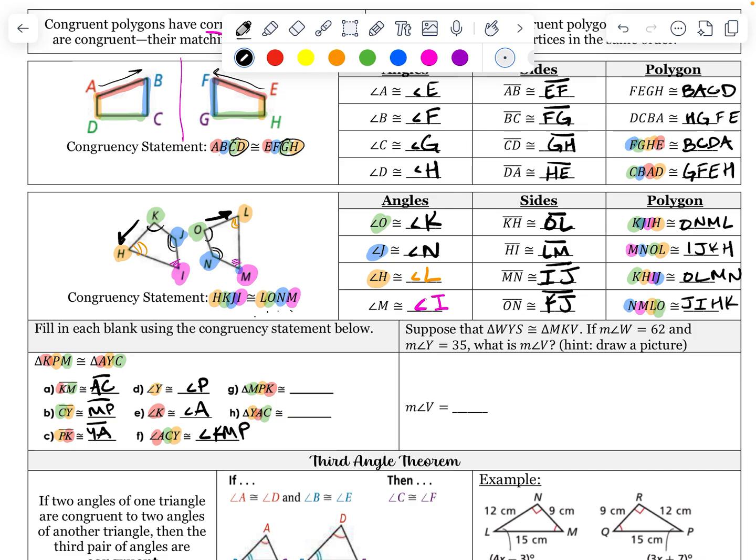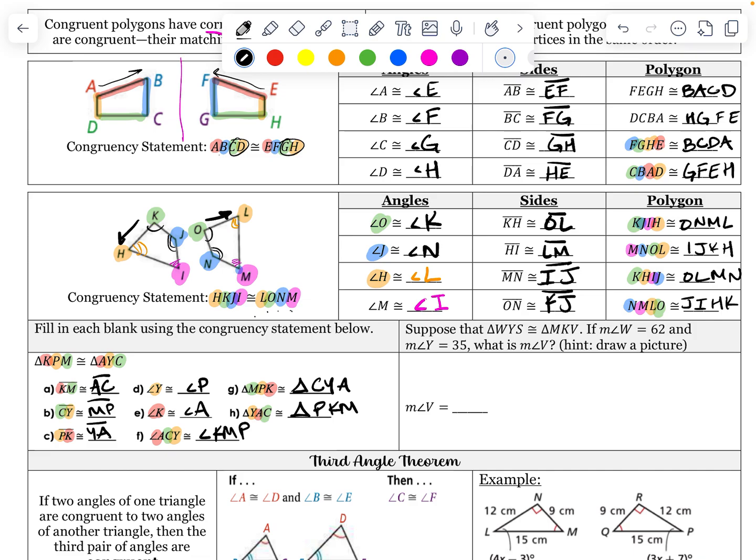Triangle MPK is going to be green, orange, red. And triangle YAK is going to be orange, red, green. There we go. That helps us. All right. Suppose that these two are congruent. If W equals 62 and measure of Y is 35, what is the measure of V?